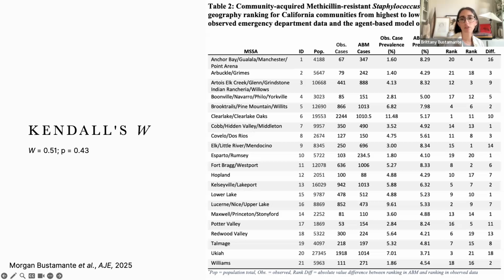So this is a table of the geographies, and it has columns that show how each geography ranked from highest to lowest prevalence in both the observed and the ABM data. And when comparing the rankings using Kendall's W, I got a statistic value of 0.51, which was not statistically significant. So the ABM, when ranking the geographies from highest prevalence to the lowest prevalence, was not in agreement with the way they were ranked in the observed data.